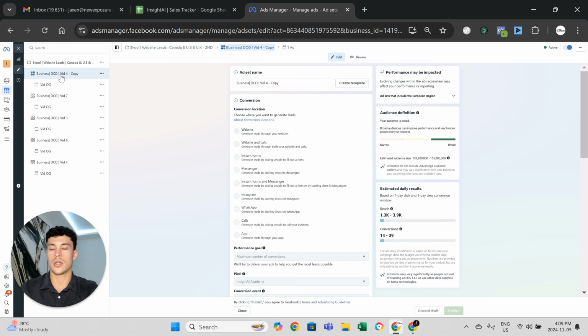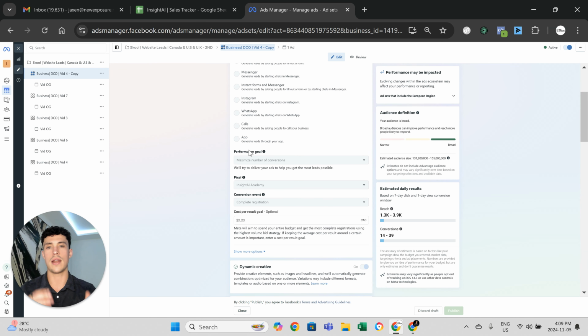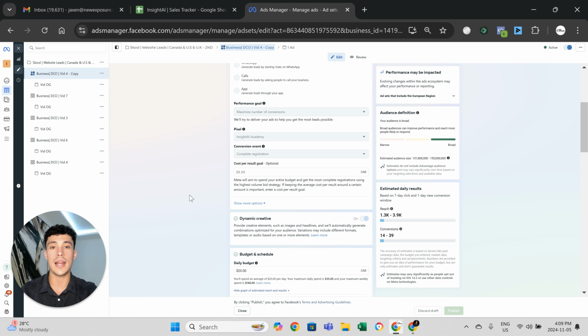So we can take a look at this here. We're generating leads through the website. We're not doing instant form. Most people do instant form where people click on the ad, the Facebook lead form pops up, and they fill out their name, email, and phone number on there, and people are collecting it. We don't do that because we don't want any friction between the ad and people going to our school.